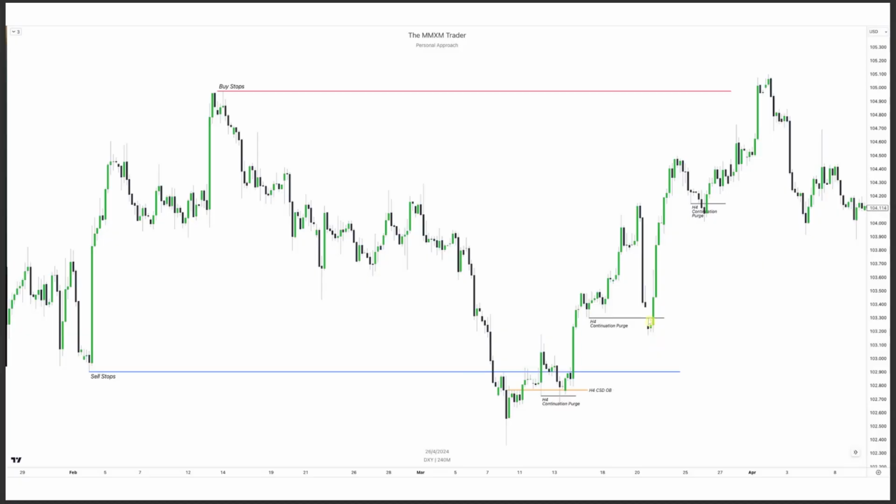Short-term low gets raided, so we can count that as a continuation purge. Push up again and again, breaker block up here, and then the continuation purge happens inside of this breaker below an old low for continuation up higher. So on the monthly time frame, sell stops are being accumulated down here, right? And we want to pair it up with the buy stops resting above that range high.